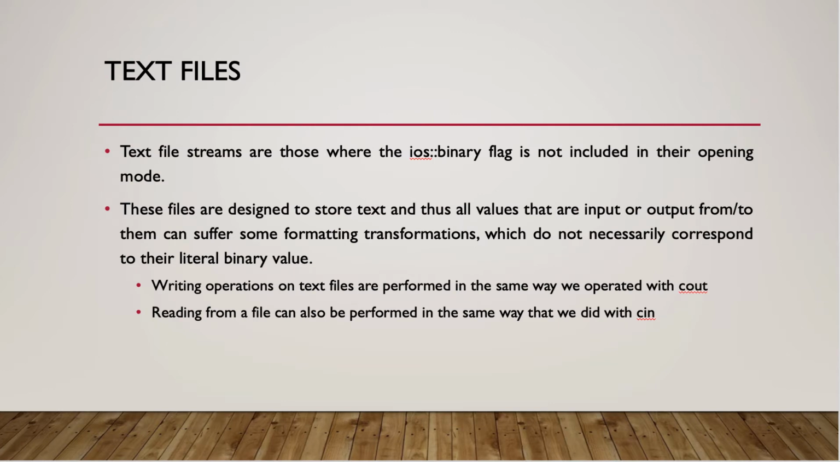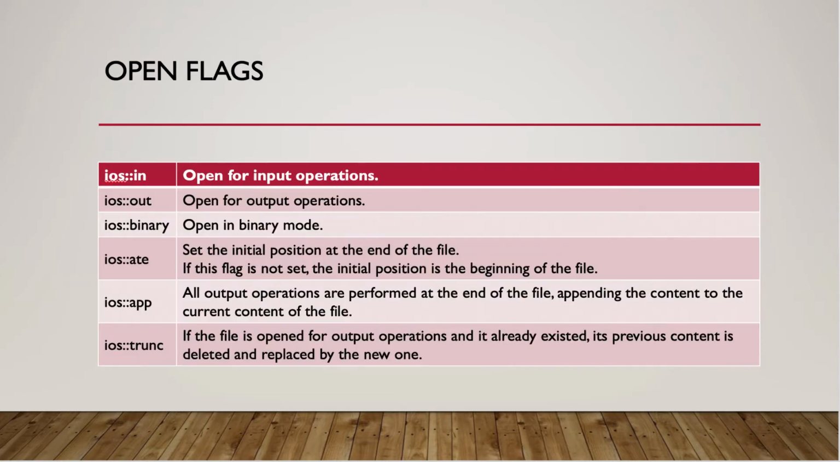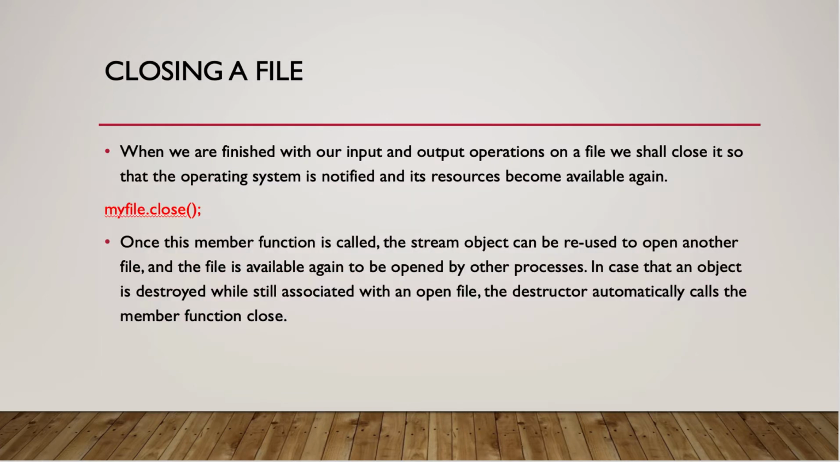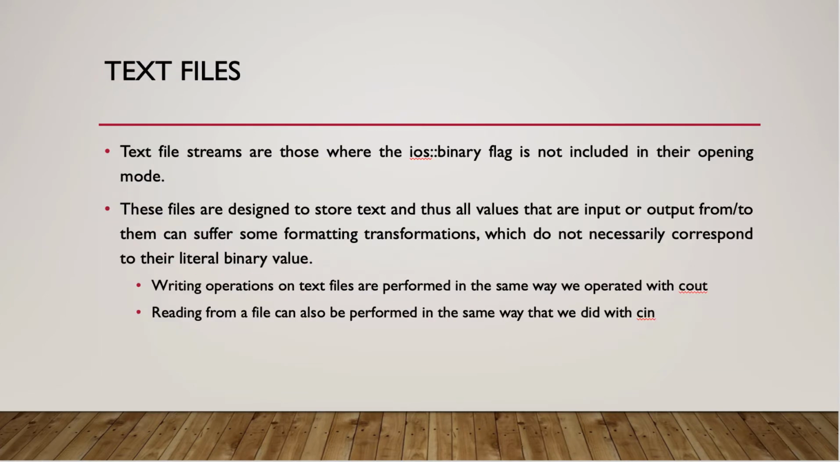So let's talk about text files a little bit. Text file streams are those where the ios::binary flag is not included in their opening mode. Remember that we had the flags, right? So I'm going to go back to the flags pretty quick. If you use ios::binary, then they're not going to be considered text files. In any other situation, if this is not there, we still consider them to be text files. And that is a little bit different from the concept that you have about a .txt file. Even if you're writing comma separated information into it, we still call it a text file.